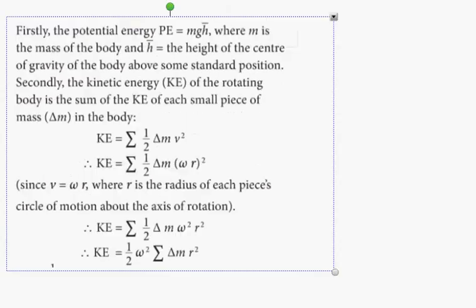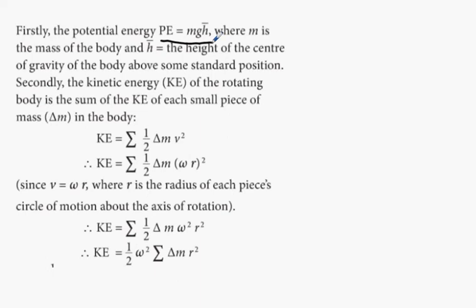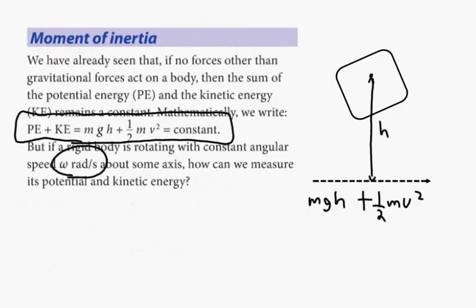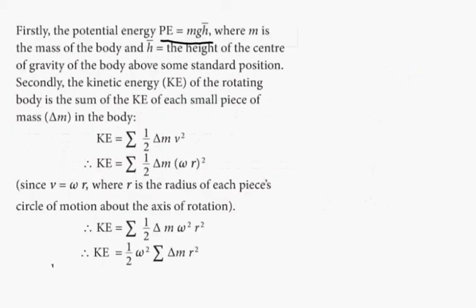Firstly, potential energy is mgh, where m is the mass of the body, and h is the height of the center of gravity above some standard position. As in my last diagram, the center of gravity, or COG, was there, above a standard position on the ground. Secondly, the kinetic energy of the rotating body is the sum of the kinetic energy of each small piece, delta m, in the body.